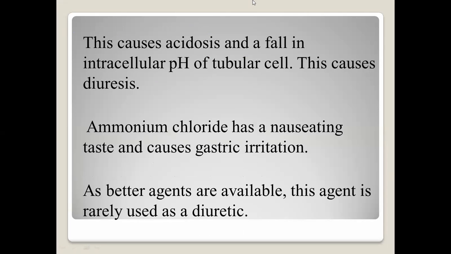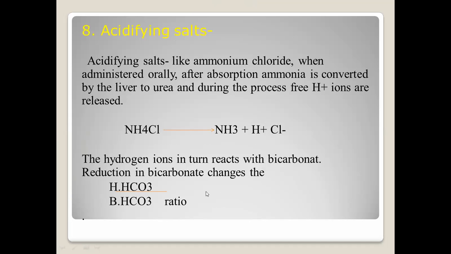What is the formula of urea? You must have done compound analysis. NH2CO NH2. It is mentioned here that when ammonium chloride is administered orally, then after absorption, ammonia is converted by the liver to urea. So what is the formula of urea? NH2CO NH2. So NH4, ammonia, is converted into it.